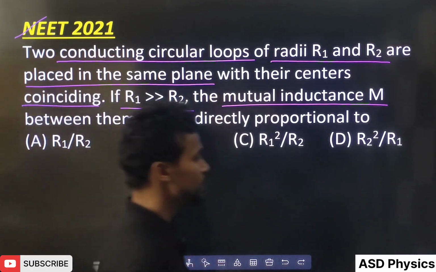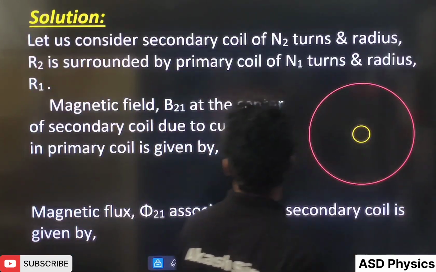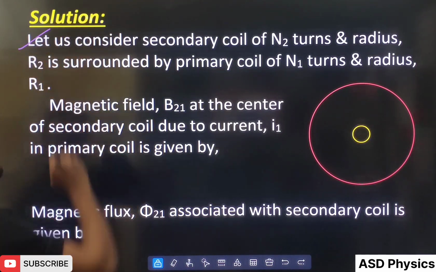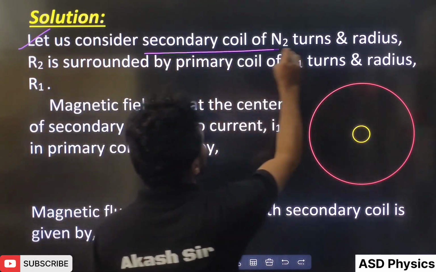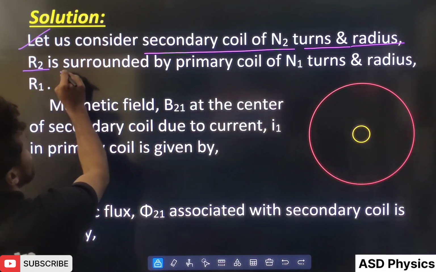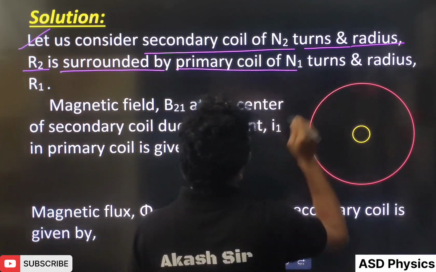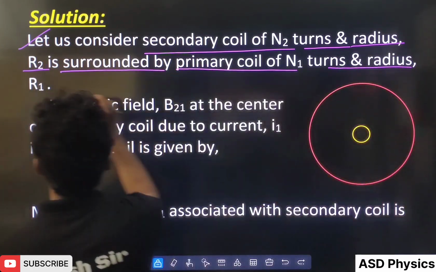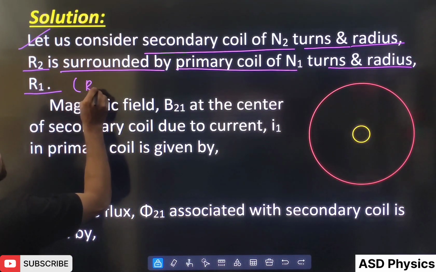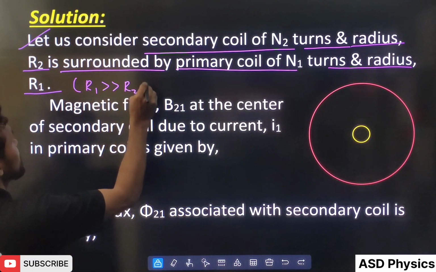Now students, based upon that, we are going to solve this question in a very easy way. So the steps we have learned. Now let's see here please. How to solve this question? Let us consider a secondary coil of N2 turns and radius R2 surrounded by a primary coil of N1 turns and radius R1. And in the question, what have they given here? They have given R1 is greater than R2.